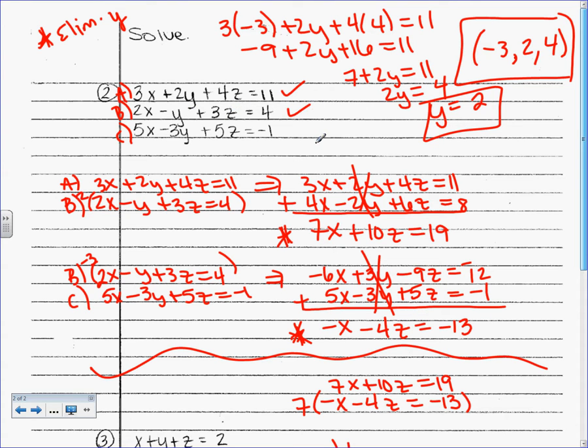That's 4, right? And then that's negative 15 minus 6, what is that? Negative 21. Where am I at? Plus 20 is negative 1. It worked in all 3.